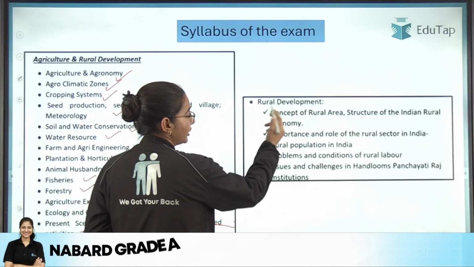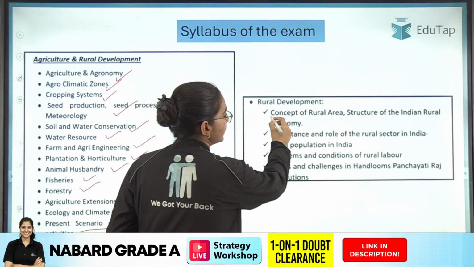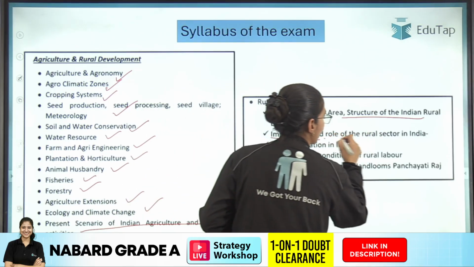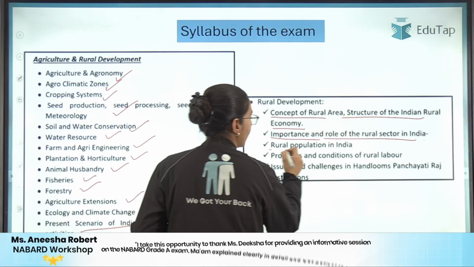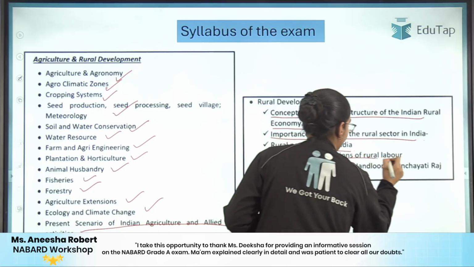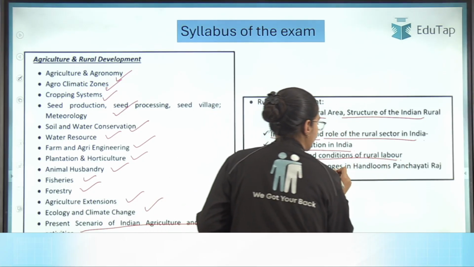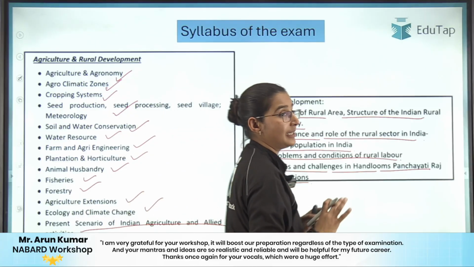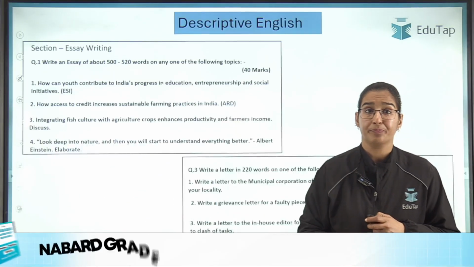And thereafter, in rural development, you have to prepare the concept of rural area, structure of Indian rural economy, importance and role of the rural sector in India, rural population in India, problems and conditions of the rural labor, issues and challenges in handlooms, Panchayati Raj Institutions. Right, so this is the syllabus. These are the topics which you have to prepare.